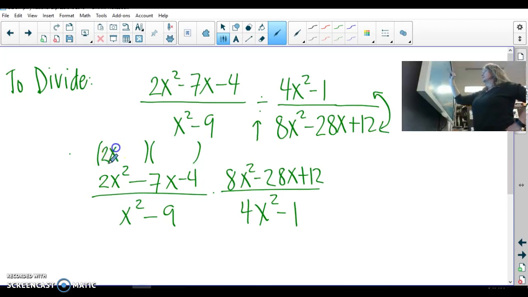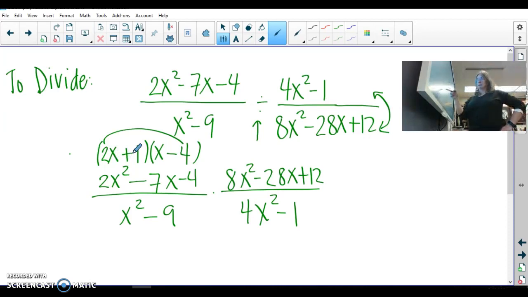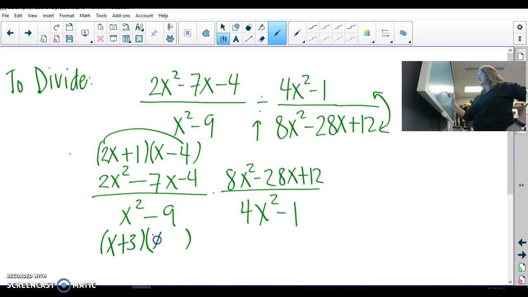So this will factor into 2x, and if I have a 4 over here, I'm going to end up with 8 and 1, which will give me my 7. I need this to be a negative and this to be a positive in order to make it a negative 7. The denominator here is a difference of squares, and that's something I've been telling you for a long time now to be watching for. Difference of squares is going to factor into x plus 3 and x minus 3, the square root of x squared and the square root of 9, plus and minus.